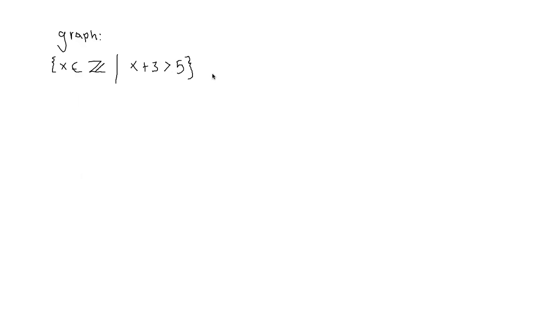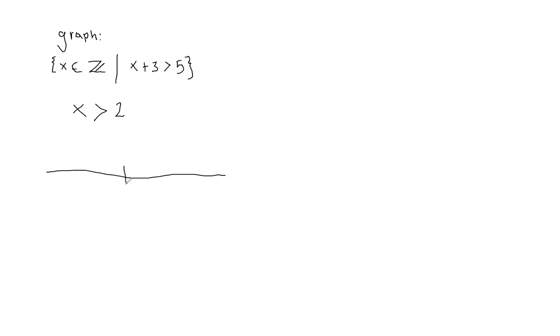These curly braces tell me that this is a set. So I would say the set where x is an element of the integers such that x plus 3 is greater than 5. All we really need to do is graph this portion, x plus 3 is greater than 5, and just remember that our domain is integers. In order to graph this, we need to isolate x. So I'm going to move my 3 to the other side and say x is greater than 2. And then what we're going to do is graph it.